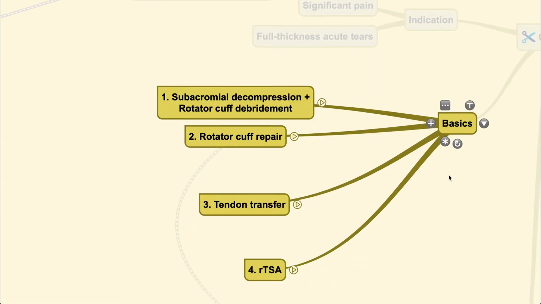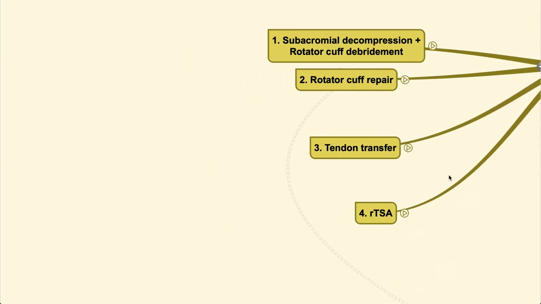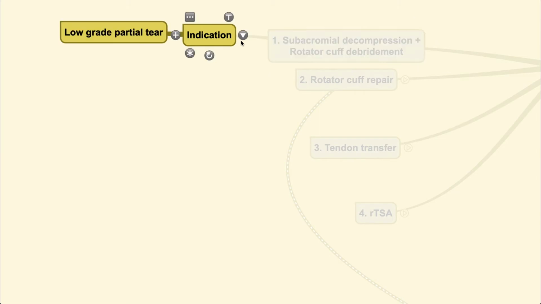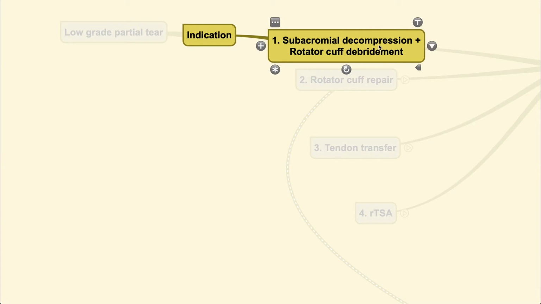The basics for treatment of rotator cuff tear can be divided into 4 basic types, and each of them has a very specific indication. You need to do a subacromial decompression plus rotator cuff debridement in cases where there is a low-grade partial tear. Remember that decompression means that there is a previous compression, so you need proof that there is indeed a subacromial impingement causing the rotator cuff tear if you want to do this one.